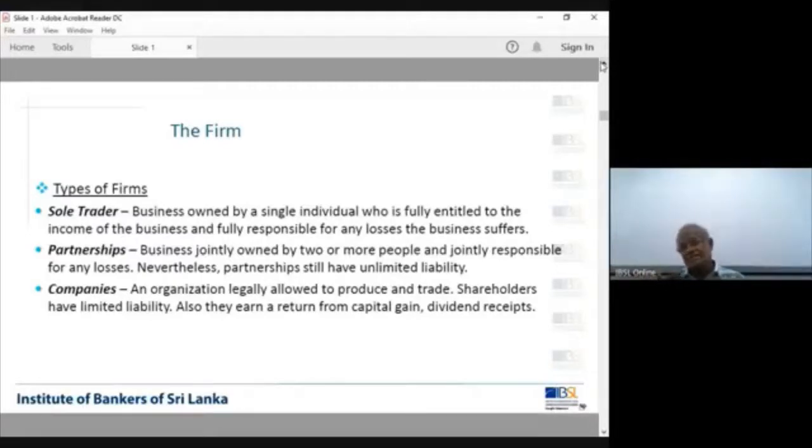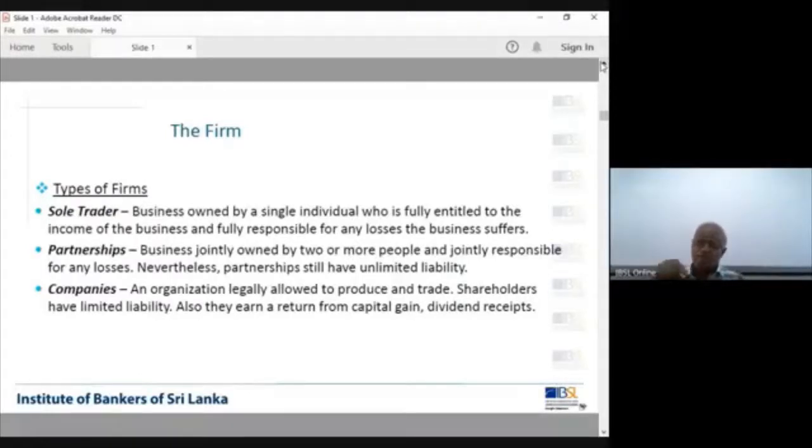When you buy shares, we lend money to the company, right? You buy 1 million worth of the shares. If the share price is 10, 1 million into 10, that much money, the 10 million goes to the company account, right? You can, but we are getting some gain. What are these? Earn return from capital gain.